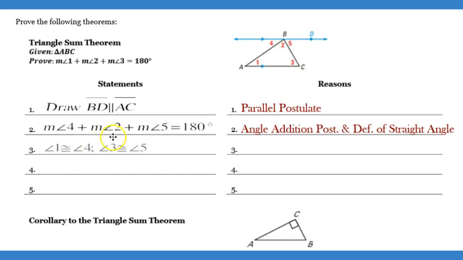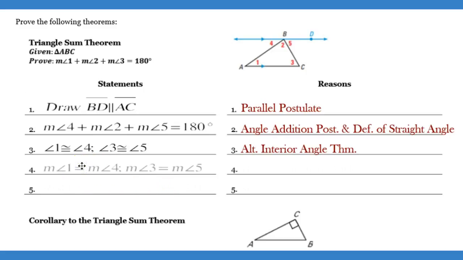Next, angle 1 and angle 4 are congruent. Well, what kind of angles are angle 1 and angle 4? They're in between the two parallel lines, and they are cut by this transversal AB. So that makes them alternate interior angles. And then if you look at 3 and 5, same parallel lines, different transversal, they are also alternate interior angles.